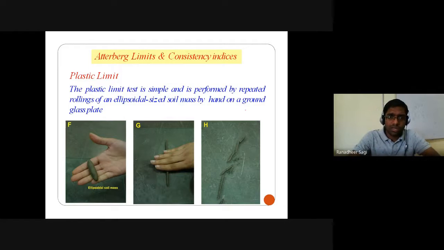So that is the test process, whatever I have said. Okay, so this is how your test is going to be performed. We initially roll it into the form of a ball, then into an ellipsoidal shape, and then subsequently into the form of a thread, and you would see cracks getting formed on the surface of that thread when rolled exactly to a diameter of 3 mm. Then the corresponding water content is what is called the plastic limit value of the soil. This is one of the approaches by which you can determine the plastic limit value, and it is relatively the easiest approach. You don't require any equipment. It's easy to determine the plastic limit value of the soil.